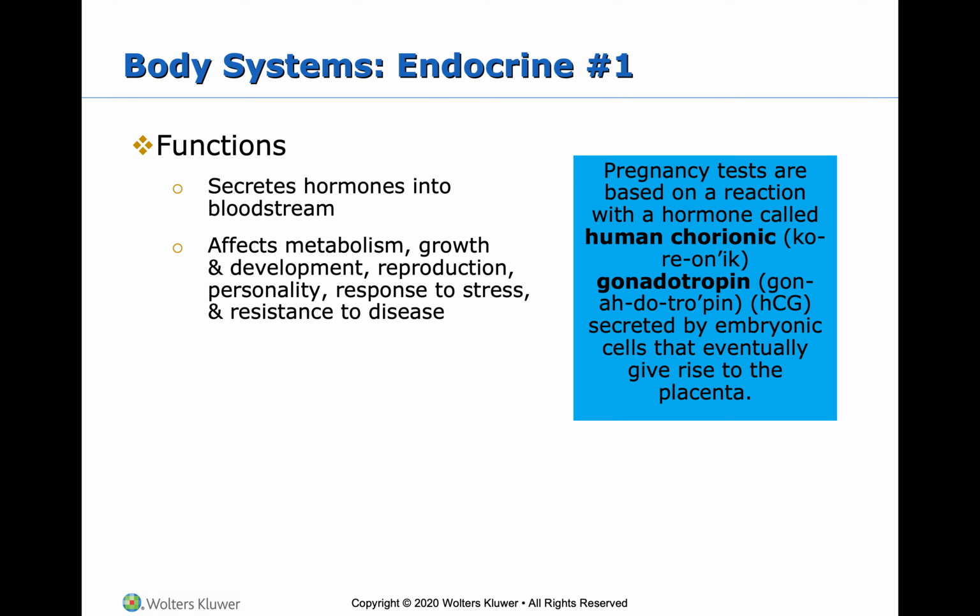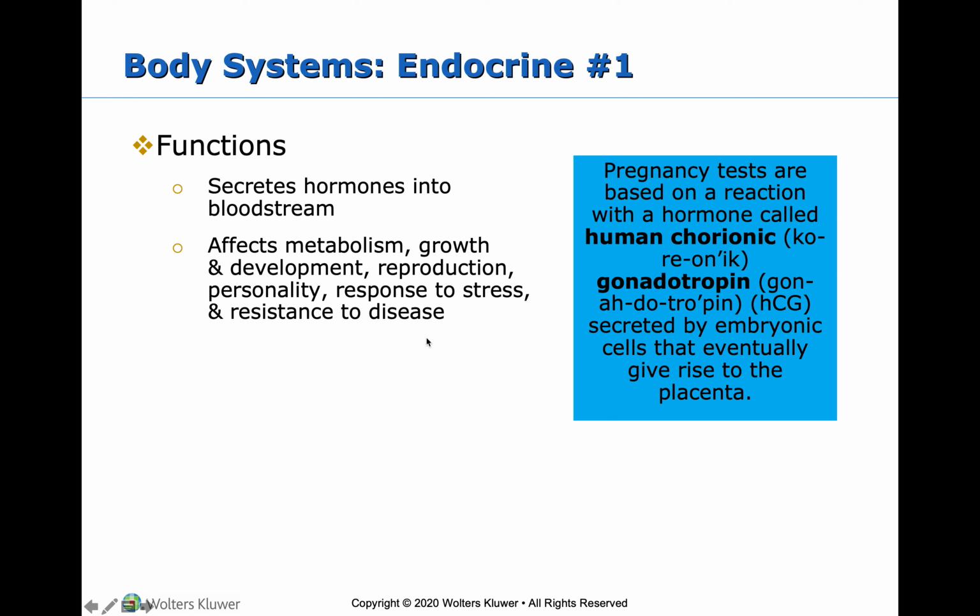Okay, so your endocrine system, it's basically composed of glands that release hormones which help regulate the metabolic activity of your body. So your endocrine glands secrete hormones directly into your bloodstream, and these hormones are basically chemicals or substances that affect many different processes in your body, including your metabolism, growth and development, reproduction, personality, response to stress, resistance to disease.